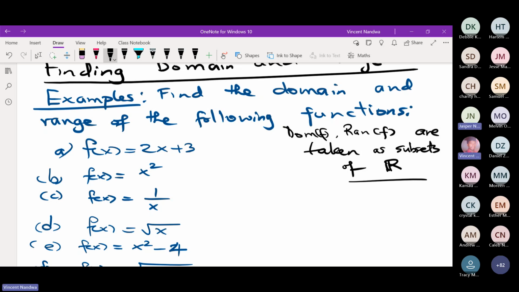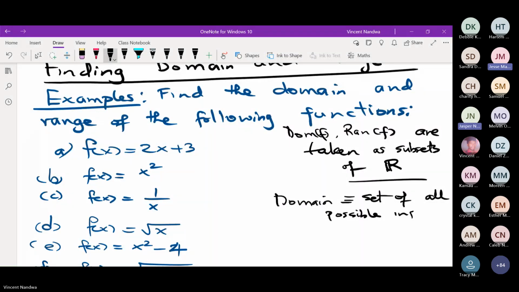And so in simple terms, domain from a layman point of view simply means the set of all possible inputs, while range will mean the set of all possible outputs.